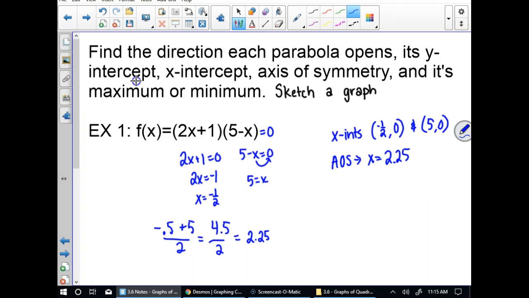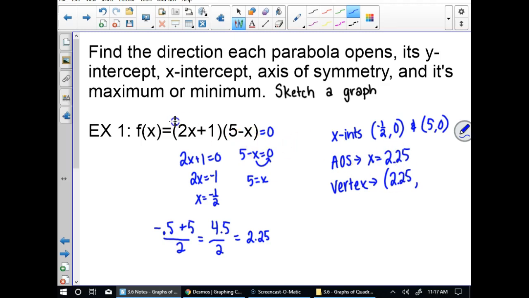Okay, and then since we've got our axis of symmetry, let's just go ahead and find our vertex. So for my vertex, I know the x-coordinate is going to be 2.25. What do I do to find the y-coordinate that goes with that vertex? We don't want our y-intercept. That's something different. We want the y-coordinate that goes with this vertex point. We know the x-coordinate is 2.25. How do we find the y-coordinate that goes with this x-coordinate? Okay, anybody know? What do we do, Kayla?